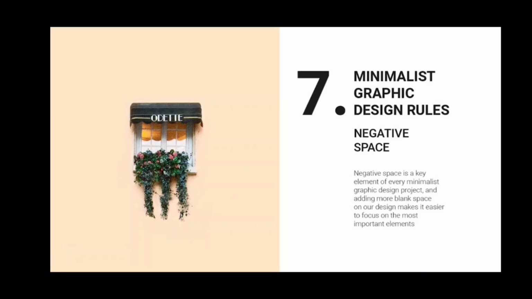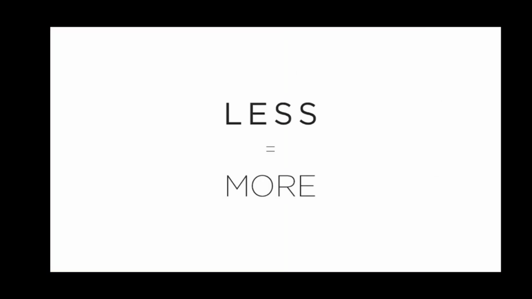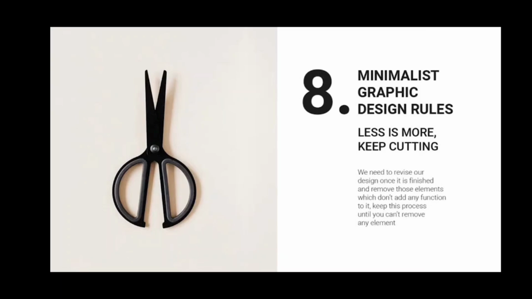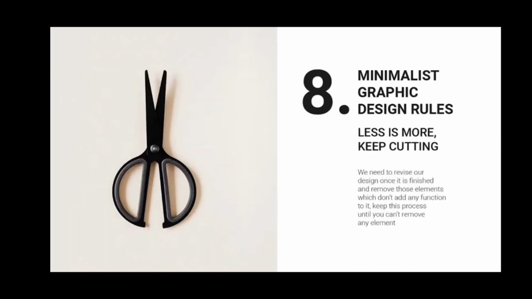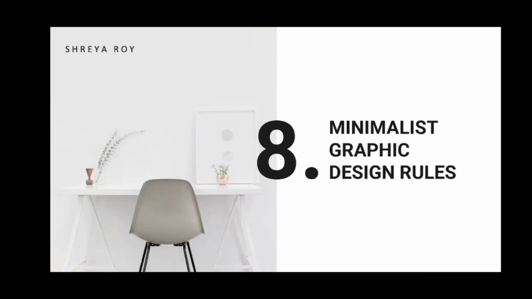And the last but not the least is the most important rule among them all. Rule number 8, less is more. Keep cutting. We need to revise our design once it's finished and remove those elements which don't add any function to it. Keep this process until you can't remove any element. So it's basically saying remove all the elements which are unnecessary, which don't make sense in your image, which seem extra in your design. So these are my 8 rules of how to create great minimalistic design. If you follow these rules, you will definitely be able to create great graphic designs.